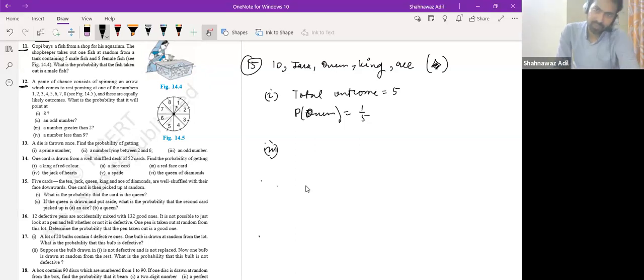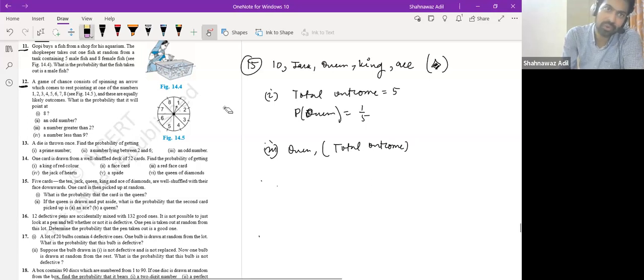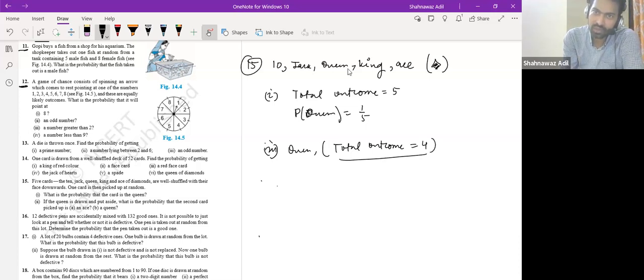1 by 4. So the queen is taken outside, so now the total outcome is 4, and the queen is removed. The probability of getting an ace is 1/4. And the probability of getting a queen is impossible, right?